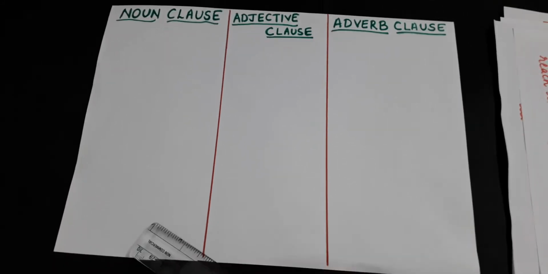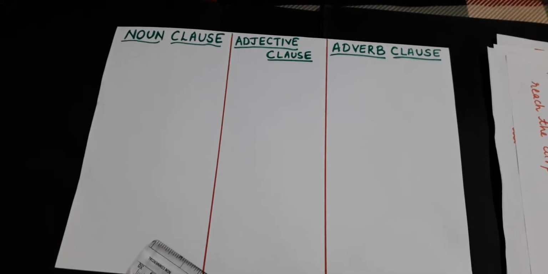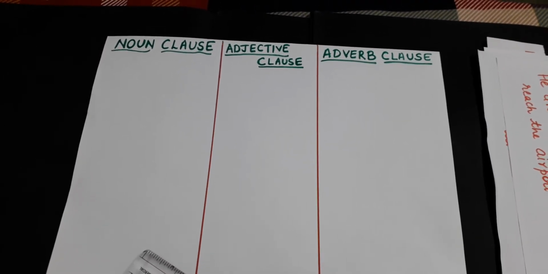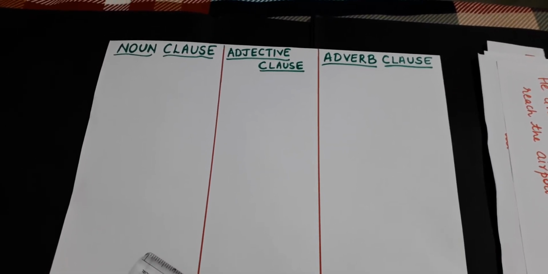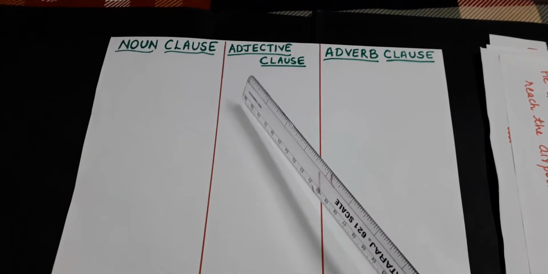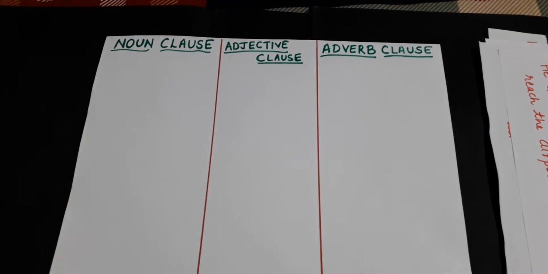The topic for today's activity is types of clauses. Recently we have covered this chapter, and it will be fun to identify different types of sentences as noun clause, adjective clause and adverb clause.